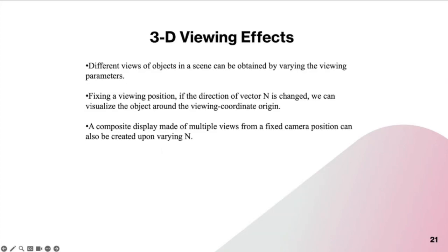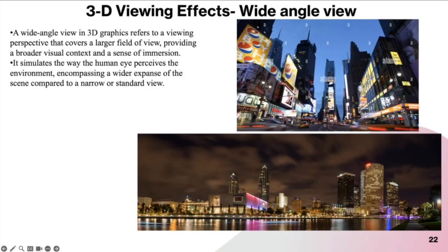And this generates multiple viewing effects based on the different camera angles, or what we can say different focal lengths of the camera. We can obtain very different varying parameters. Fixing a view position, the direction of the vector n is changed. We can visualize objects around the viewing coordinate origin. A composite display made of multiple views from the fixed camera position can be applied on varying directions. So here are a few of the effects we get by varying the direction of n.